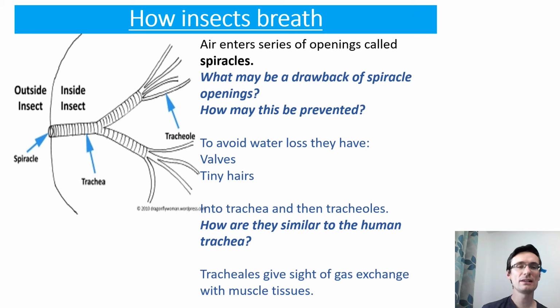Okay, so when we look then at an example, we need to know about insects, and you're expected to know that insects use the tracheal system of breathing to get the oxygen in. We shouldn't really say breathing, to get oxygen in and carbon dioxide out.